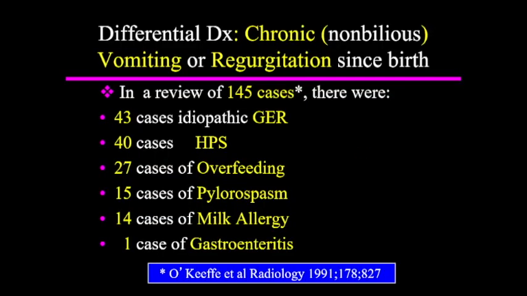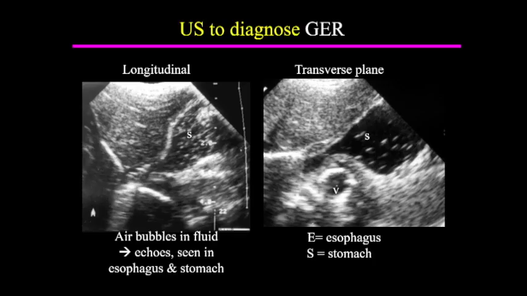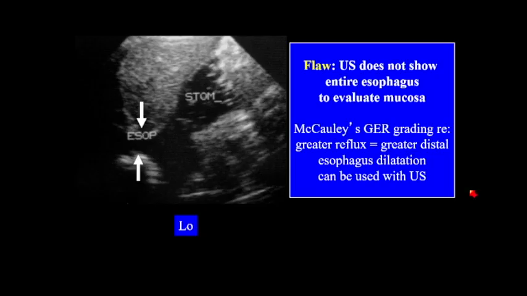There's a differential diagnosis to chronic vomiting or regurgitation that's non-bilious. There's a list seen over here, which I won't read out because we're running out of time. It includes just regurgitation, which you can pick up via ultrasound by looking, particularly if you add some fluid to the stomach. On this transverse image, you can see stomach and you can see fluid within the distal esophagus. On a longitudinal image, you can see stomach, and you can see the fluid go from stomach north into the esophagus.